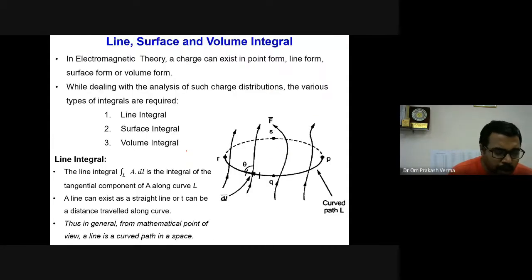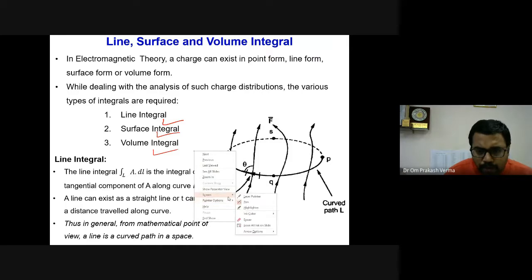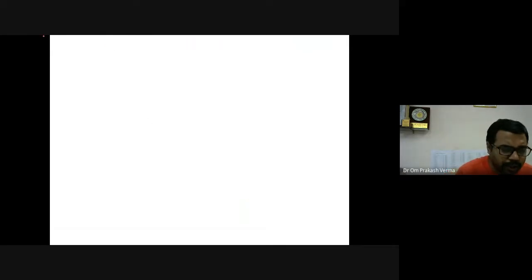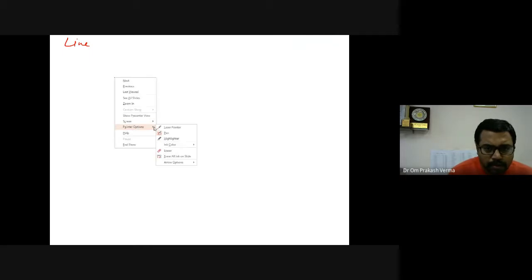Okay. Now I am coming to the different types of integrals used inside the EMFT. So first one is the line integral, second is the surface integral, third one the volume integral. Okay. So one by one we are trying to cover. So first we will try to cover the line integral. Most appropriately we can say that this is the line integral. Okay, so for the line integral, let's say we have a picture.